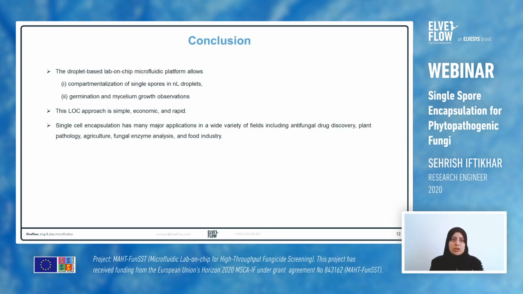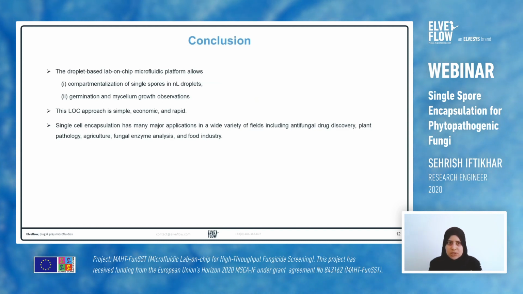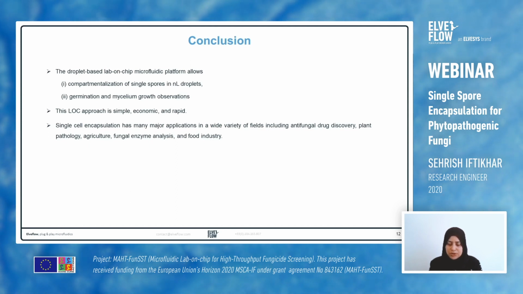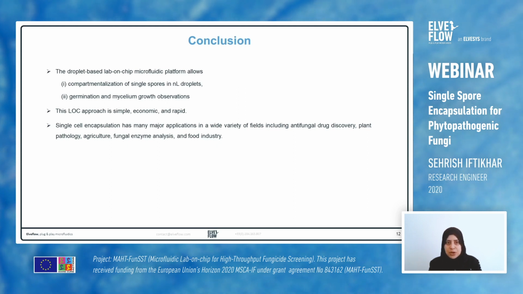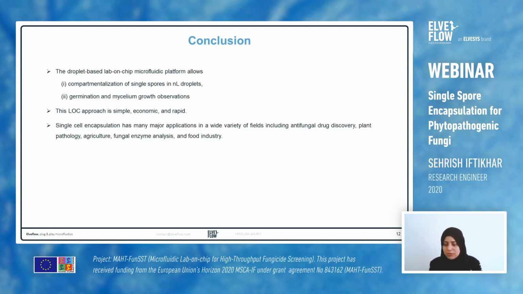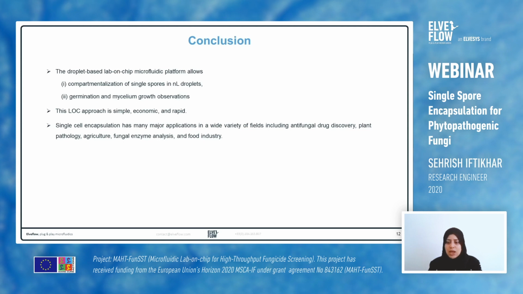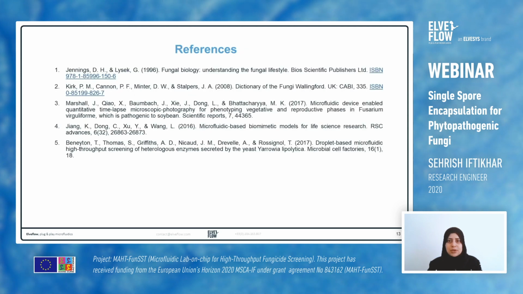So in the conclusion, the droplet-based microfluidic platform allows us to compartmentalize the single spore in nanoliter droplets. We can study the germination and mycelial growth of the fungi as well as the reproductive phases. This lab-on-chip approach is simple, economic, and rapid, and it can have varied application not only in phytopathology, but in antifungal drug discovery, agriculture, enzyme analysis, and food industry.